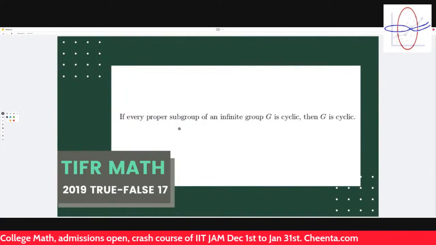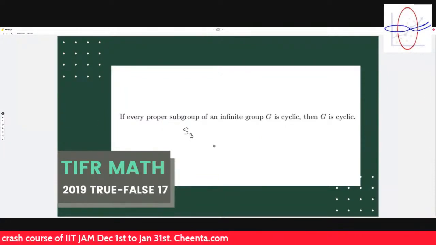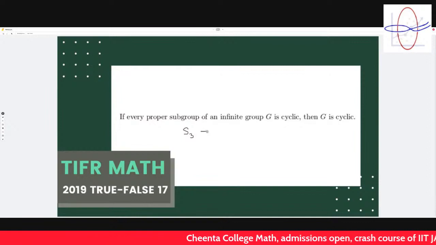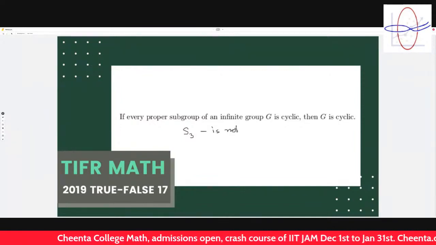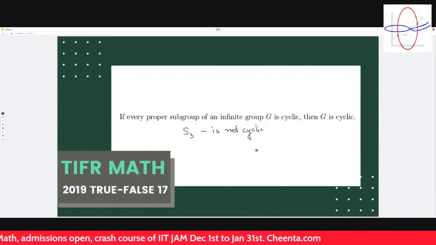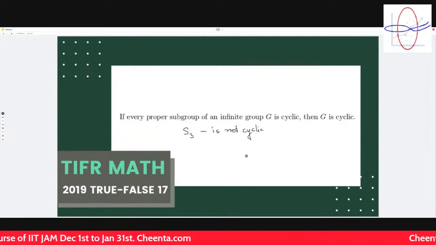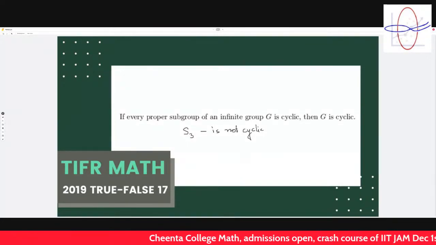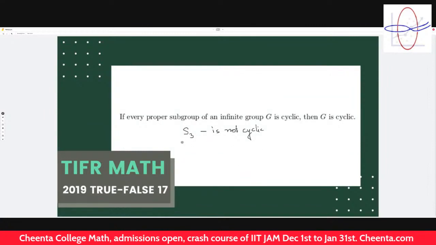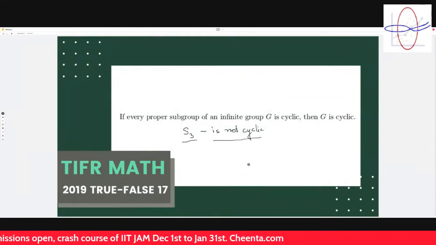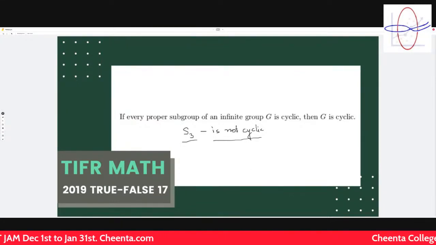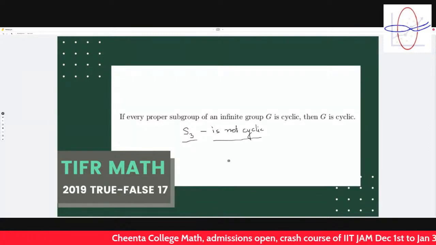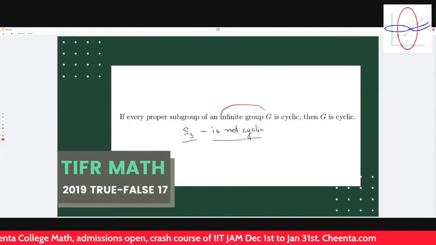One of the examples is, you take S3. You know that this is a non-abelian group, hence it is not cyclic. But what are the orders of the proper subgroups of S3? The orders of the proper subgroups of S3 are 2 or 3, right? So we both know that if it is of prime order, then it has to be cyclic. So S3 is a finite non-cyclic group which has every proper subgroup cyclic. But now we cannot actually use this example because of this infinite thing.